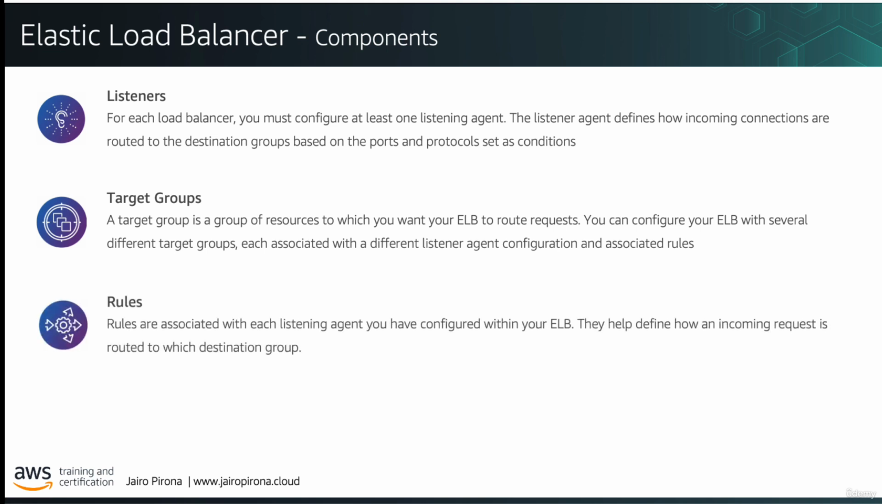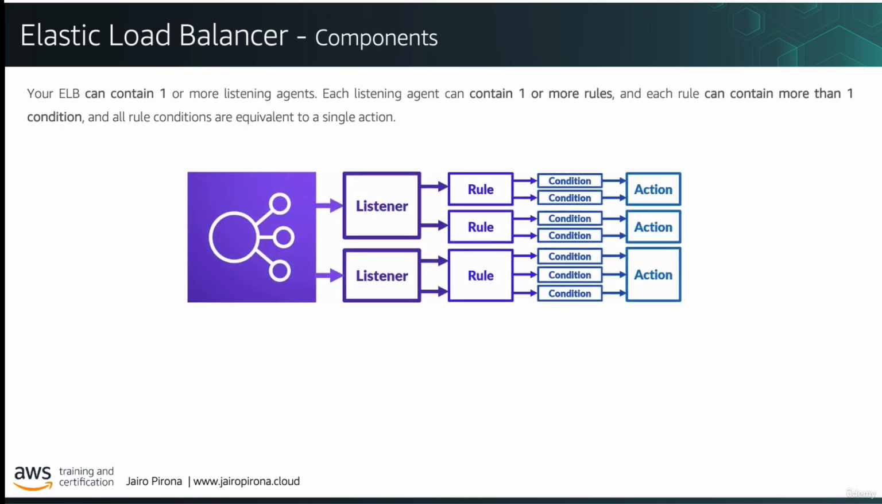We also have the rules. Rules are associated with each listener agent that has been configured within your ELB and help define how an incoming request is routed to which destination group. As you can see, your ELB can contain one or more listening agents. Each listener agent can contain one or more rules, and each rule can contain more than one condition, with all rule conditions equaling a single action.